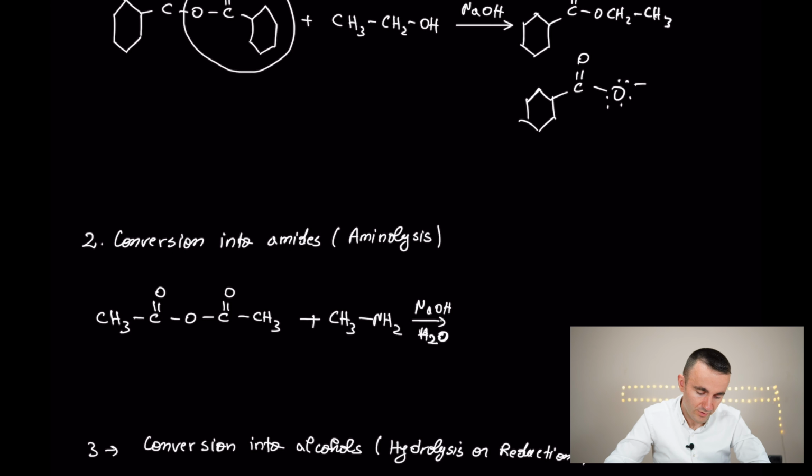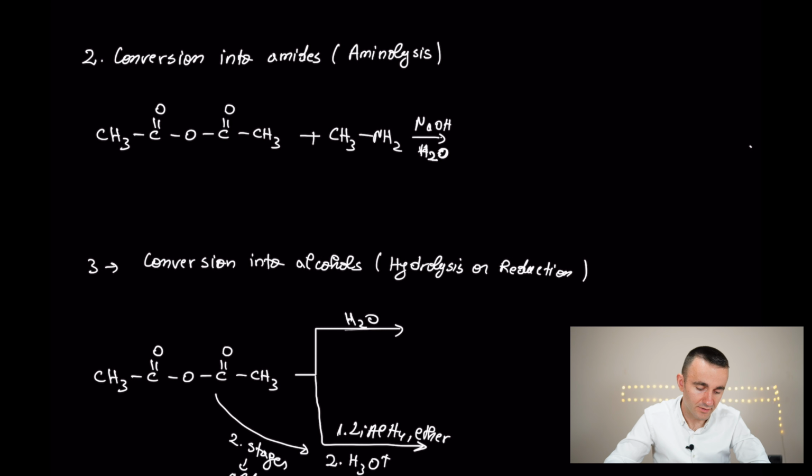Right? Next, conversion into amides, aminolysis. Here you are going to have the formation of the amide. You have to be careful, if it has an CH3, you're going to place it here. Do not break this here. The salt remains here.